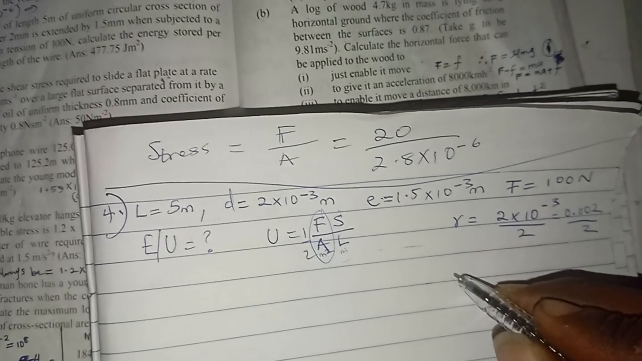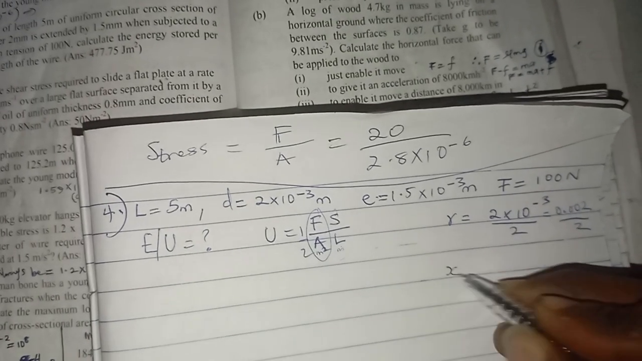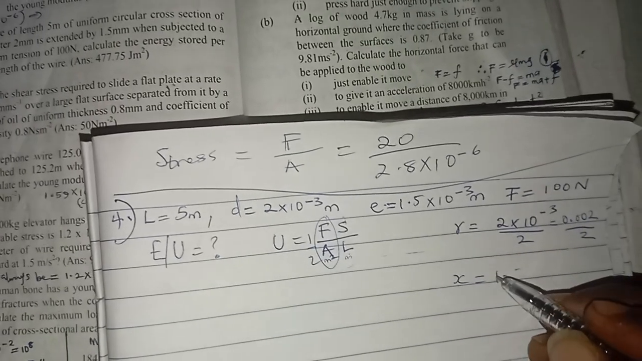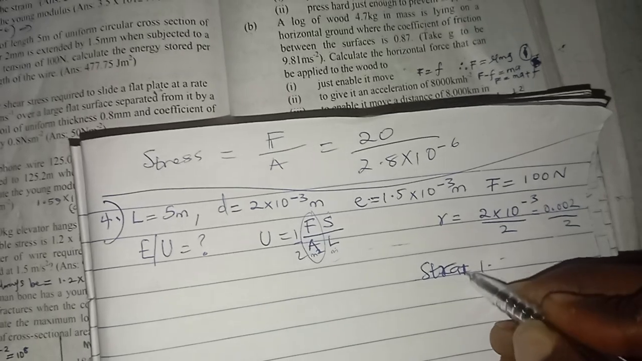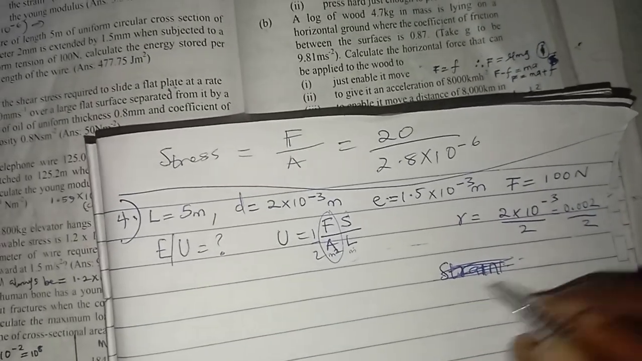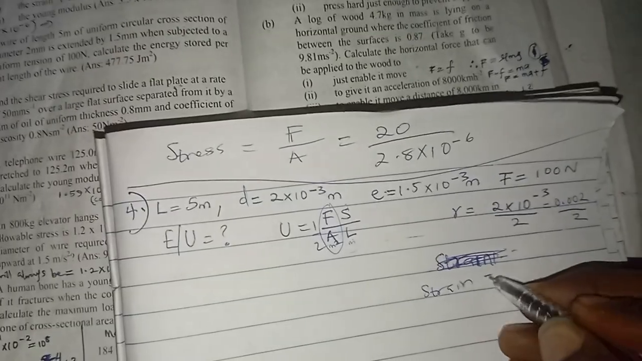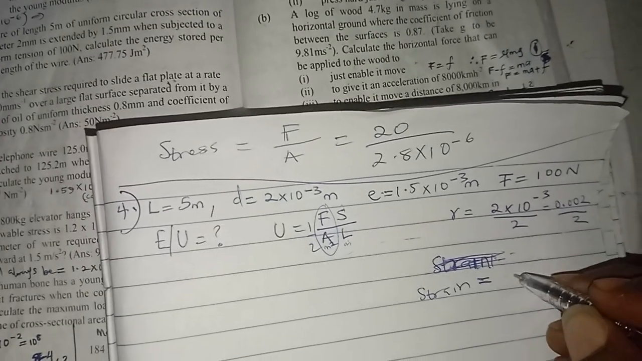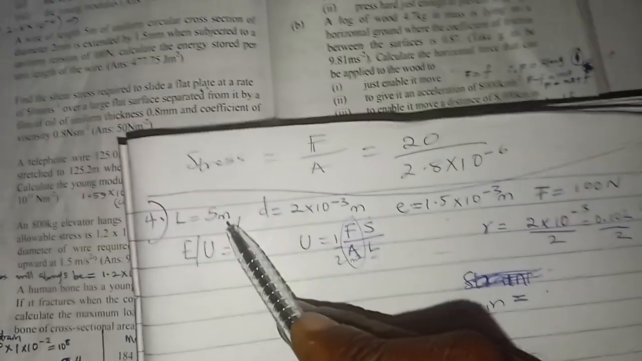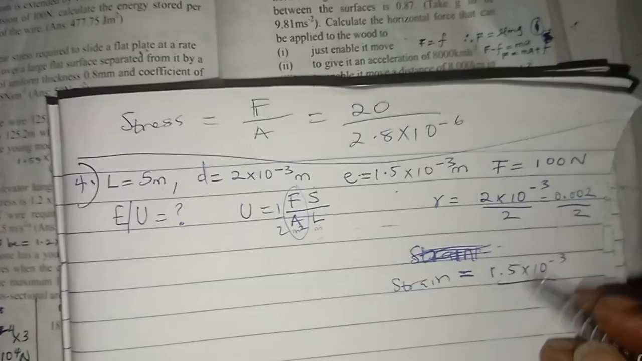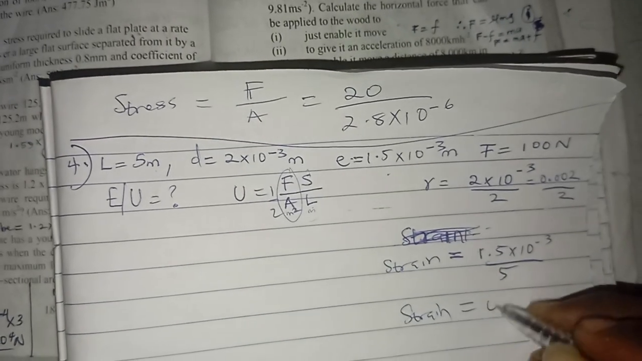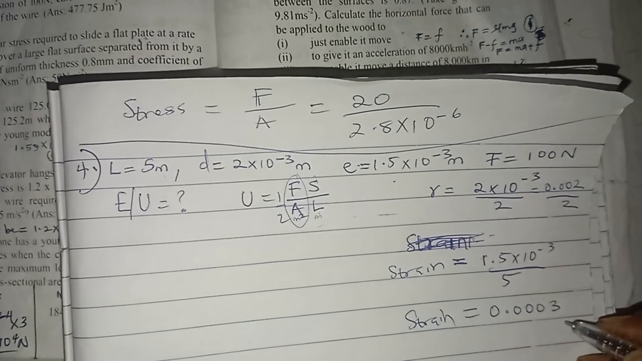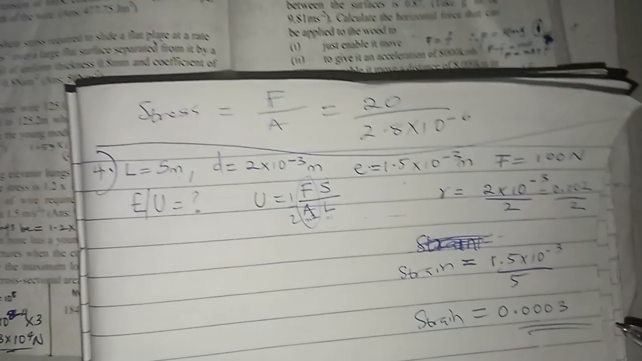Then x is equals to 1. Okay, I've written that one. So to get the strain, strain will be equals to extension over length, and the extension is this, length is this, so 1.5 times 10 raised to the power minus 3 all over length, which is 5. So strain is equals to 0.0003. Strain has no dimension.